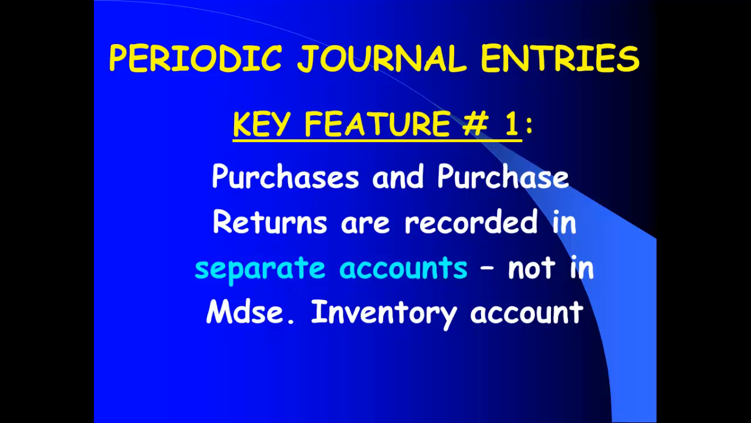With a periodic system, our inventory account is never up to date except at the very end of the period. Instead, when we buy something, it doesn't go into merchandise inventory. It goes into a new account called purchases. If I send it back, it doesn't come out of inventory. It goes into a new account called purchase returns and allowances. We don't touch merchandise inventory for those transactions.